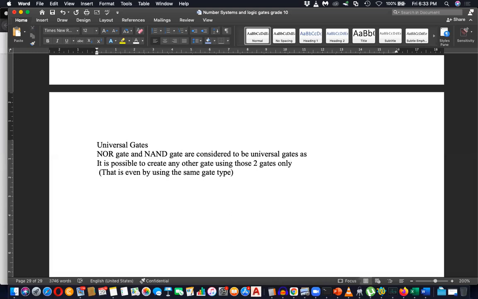That is, even by using the same gate type. That's why it's called universal gates. Actually, next week we will finish this lesson and then it will be an easy time for you. Why? Because after finishing logic gates, there will be an easy theory lesson.